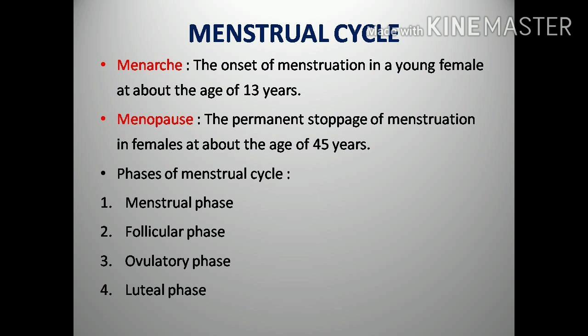It lasts for 3 to 5 days, during which blood is discharged. The bleeding is caused by the shedding of the uterine lining, rupturing the blood vessels. The wall of the uterus is called the endometrium. In it, the rupturing of the blood vessels takes place, so discharge of the blood takes place. In the diagram you can observe the menstrual phase, 3 to 5 days.